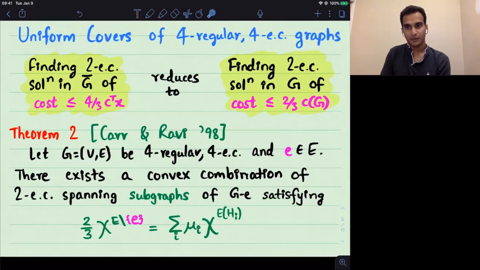Here's a theorem from Parr and Ravi's paper. Given a 4-regular 4-edge connected graph G and an arbitrary edge E, there exists a convex combination of 2-edge connected spanning subgraphs of G minus E, such that this convex combination equals the almost uniform vector shown here.